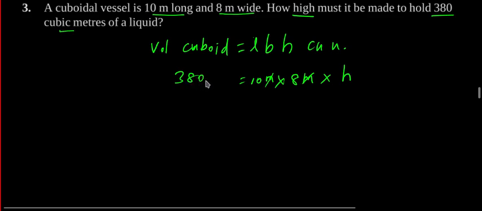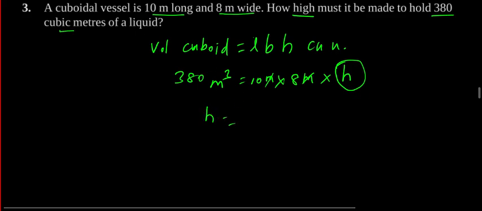So what is the volume of the cuboidal vessel? 380 cubic meter, so meter cube. Here length is 10 meter and breadth is 8 meter. Height, let it be. We no need to write the unit now. So this H only is the unknown thing. So let me write H this side. So H is equal to.